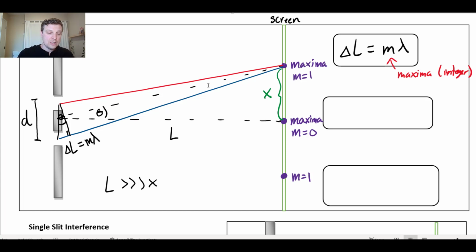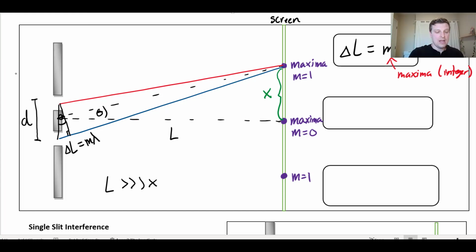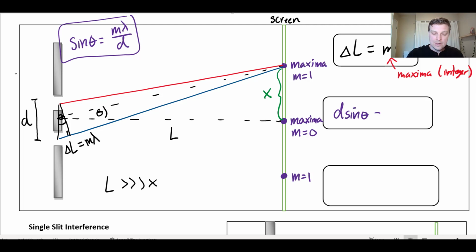So the first thing to notice is that if I look at this small triangle, the sine of theta is going to equal m lambda over d. So I can rewrite this formula here, and I'll just put this over the side, d sine theta is equal to m lambda. Okay, so if I want to know the angle between them, or I want to figure out the distance between the slits, I can do that with that formula.